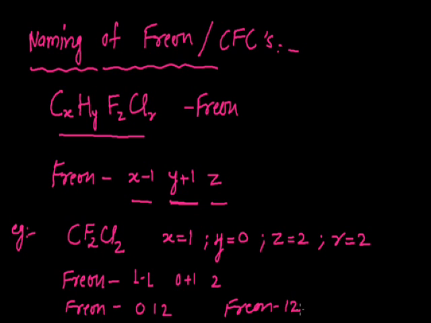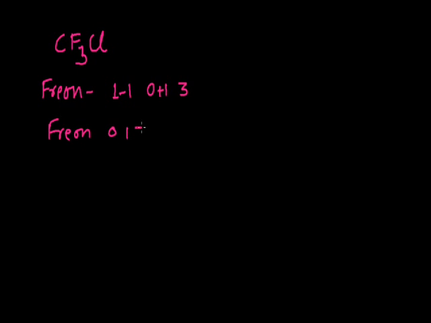Now we can take another example, CF3Cl. Now we can write the name of this compound, freon. Here the number of carbon atoms is 1, so we write 1 minus 1. Here the number of hydrogen atoms is 0, so we write 0 plus 1. Here the number of fluorine atoms is equal to 3, so we write 3. So it will be freon 0 1 3, or we can write only freon 1 3.